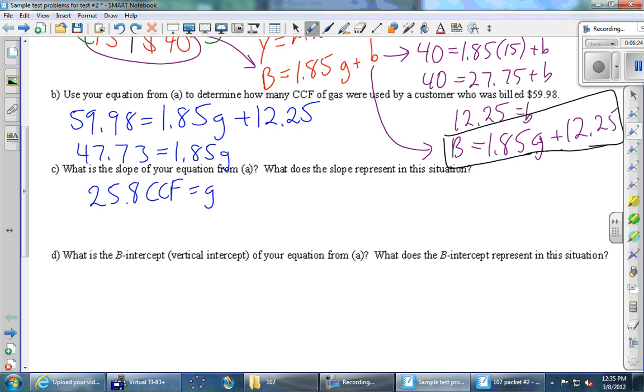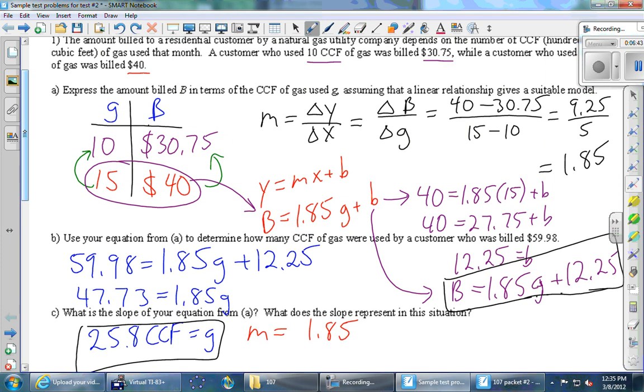Part C, what is the slope of your equation from A? And what does the slope represent in the situation? So let's try that. I think we found out the slope was 1.85. In order to analyze that slope, I think it's really important to write some units on it. So going back up above to where we found the slope, we saw that the slope was the change in B over the change in G. So the units for the slope are going to be the B units over the G units.